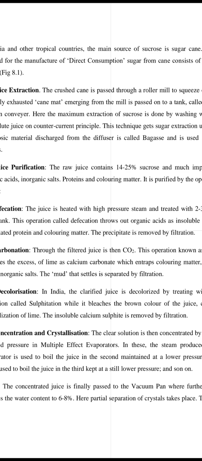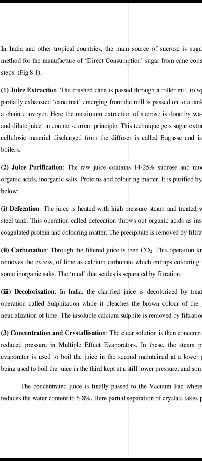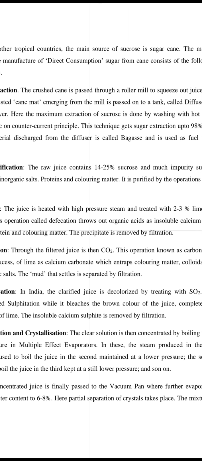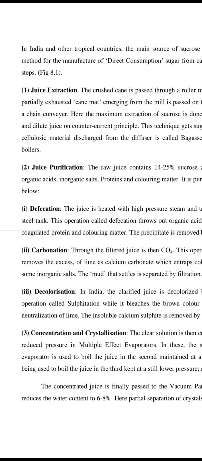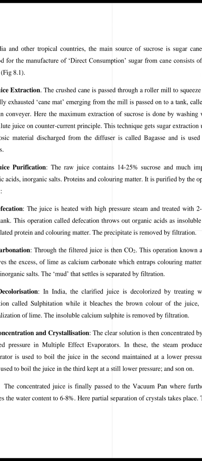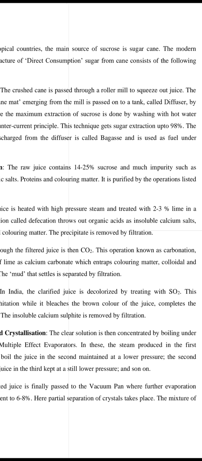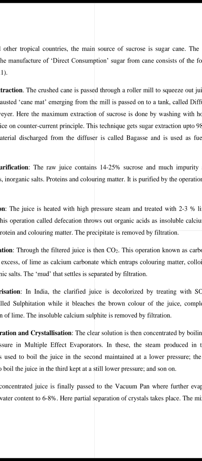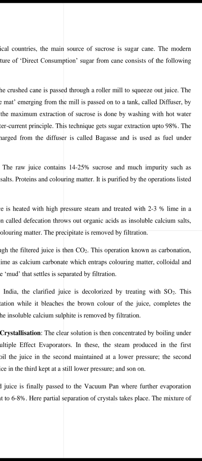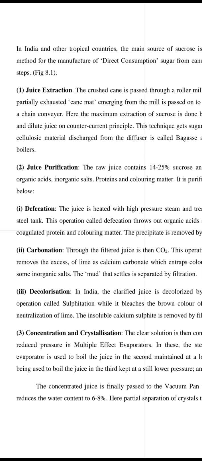Raw juice contains 14 to 25% sucrose and much impurity such as organic acid, inorganic salt, proteins and coloring matter. It is purified by the operations listed below. So for that, first we do defecation. In this, the juice is heated with high pressure steam and treated with 2-3% lime in a steel tank, and this operation, called defecation, throws out organic acid as insoluble calcium salt, coagulated protein and coloring matter. The precipitate is removed by filtration.